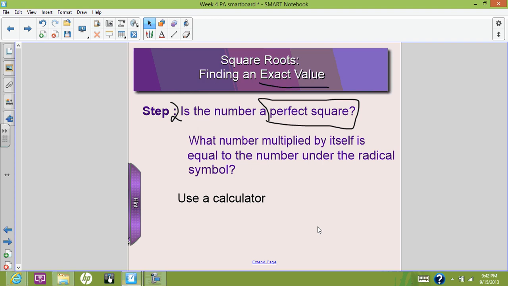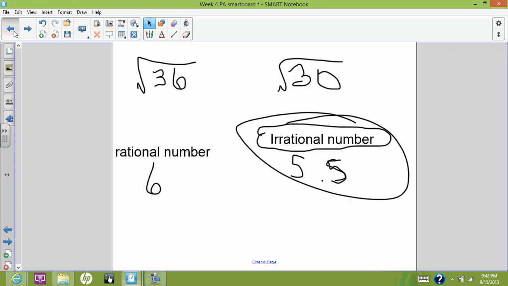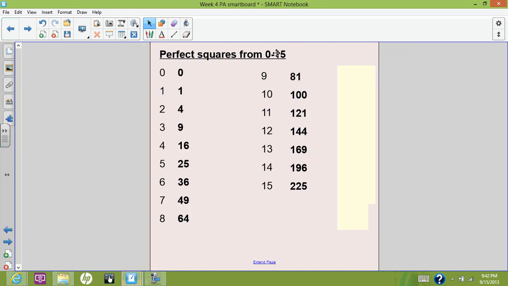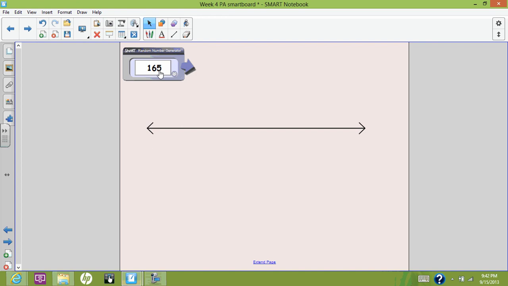Let's practice a couple of these because I kind of think these are fun. I have a number line here and I have a random number generator. I can click it and it'll give me any number between 0 and 225. 225 should stick out in your mind because you might remember I need you to know the perfect squares from 0 to 15, and the perfect square of 15 is 225. So we have this random number generator.